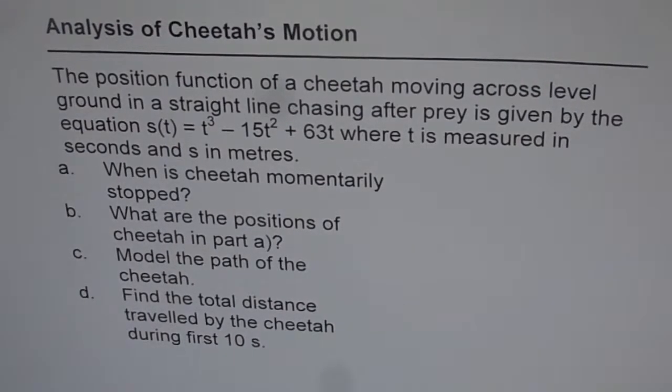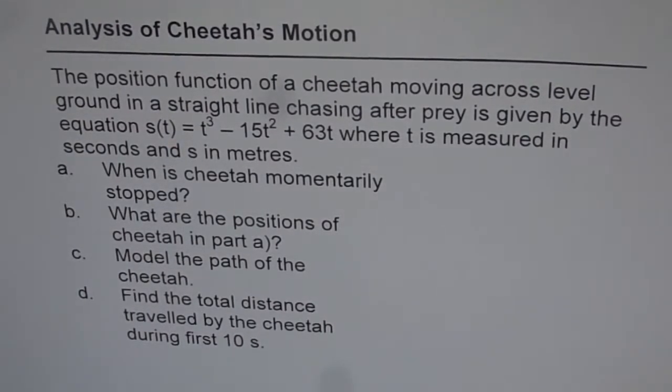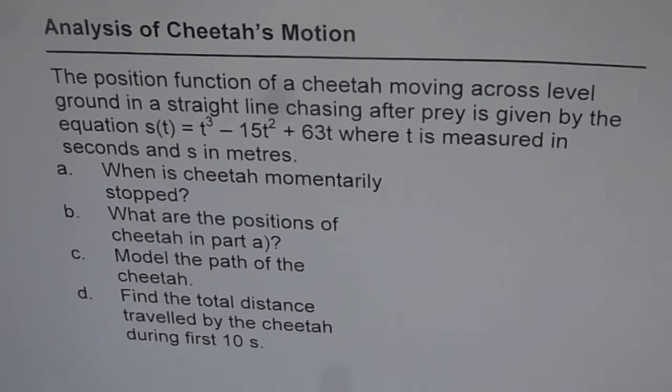Analysis of cheetah's motion. The position function of a cheetah moving across level ground in a straight line chasing after prey is given by the equation s of t equals t cubed minus 15t squared plus 63t, where t is measured in seconds and s in meters. When is the cheetah momentarily stopped?